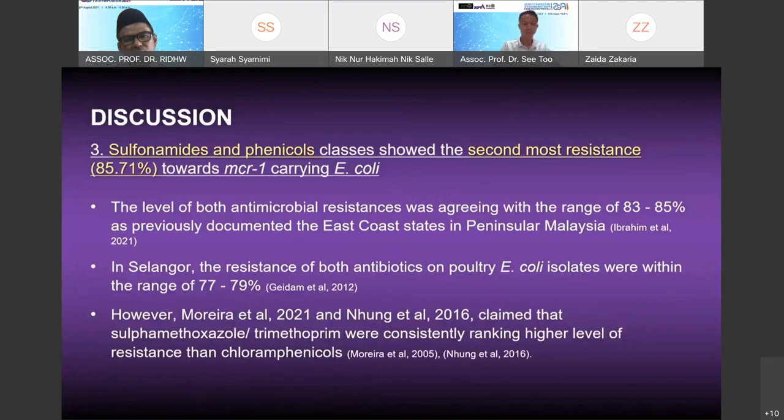The sulfonamides and phenicols classes showed the second most resistance, which is 85.71% towards MCR1-carrying E. coli. The level of both antimicrobial resistance agreed with the range of 83 to 85% previously documented in the East Coast states of Peninsular Malaysia. At the same time, in Selangor, the resistance to both antibiotics in poultry E. coli isolates was within the range of 77 to 79%. However, Moreira in 2021 and Nung in 2016 have claimed that sulfamethoxazole-trimethoprim consistently ranked higher in resistance than chloramphenicol. However, they are both at higher resistance rates.